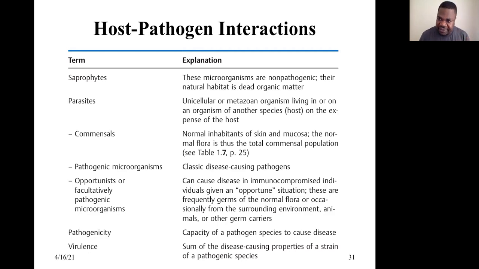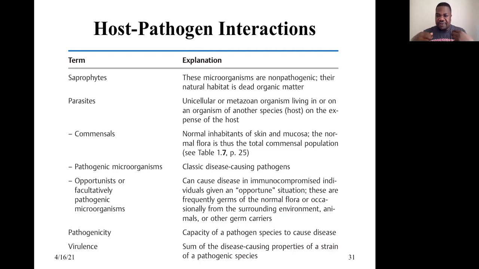Then we have the parasites. The parasites are usually unicellular or metazoal organisms living in or on an organism of another species. So the parasites are actually microorganisms that can live at the expense of the host. So they take everything from the host and they don't give anything in return. Those are parasites, okay? So they survive at the expense of other organisms. Then we have what we call the commensals.